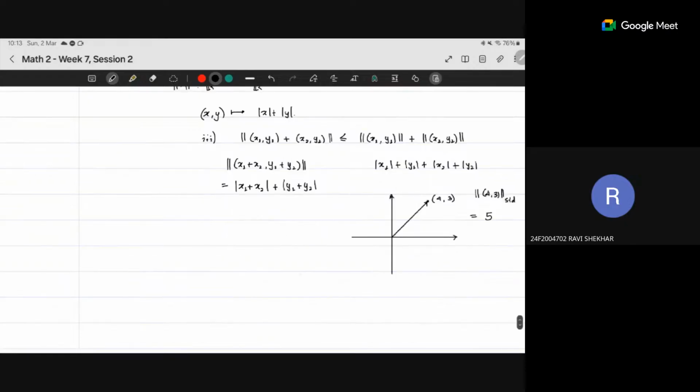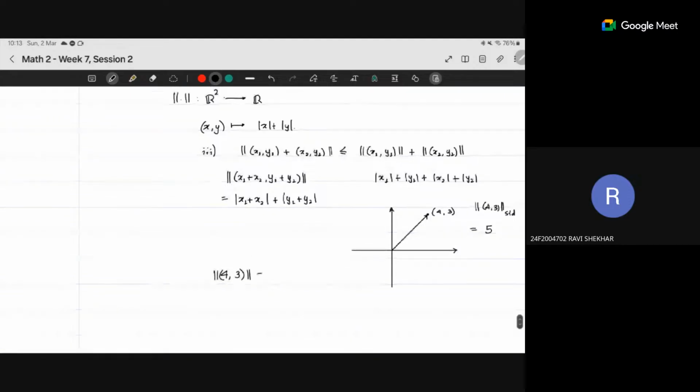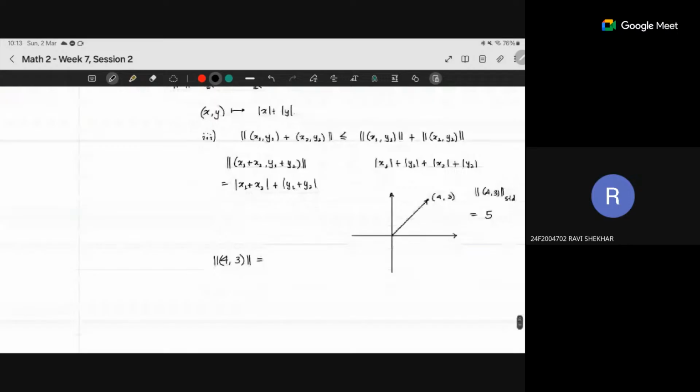But what is this saying? The norm of 4, 3 in the new metric, I'm not going to write standard for this, but in this metric, what is the length of 4, 3? It is 4 plus 3, which is 7. This is the Manhattan distance. What is this actually capturing? It is like you're going from here along the x-axis to 4, 0, and then you're going 3 units above.